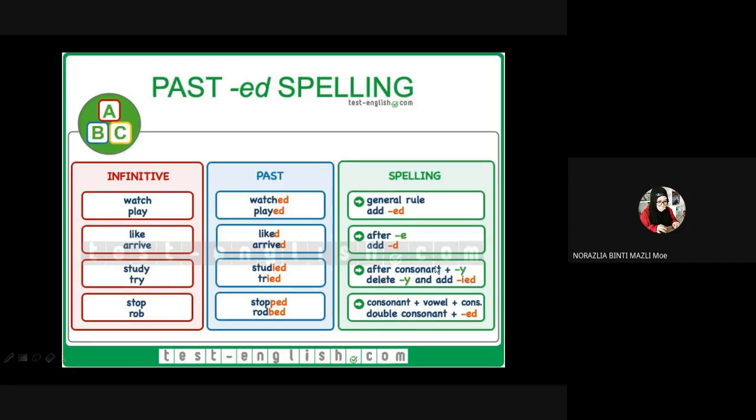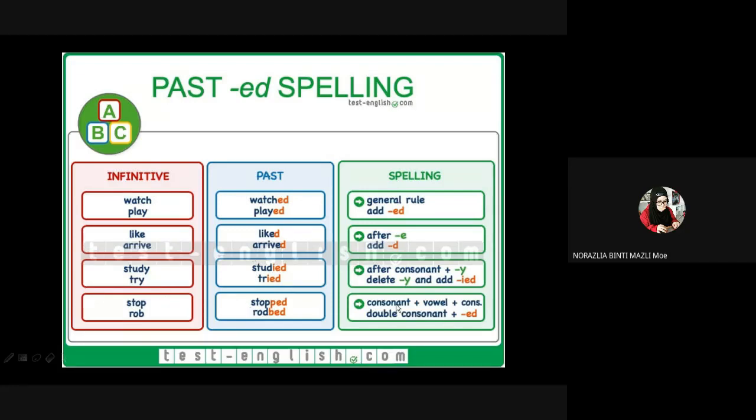Okay, then study, for word that ended with Y, okay, after consonant, we minus the Y. So here, study, we remove Y, we change it into IED. For example, study becomes studied and try becomes tried.